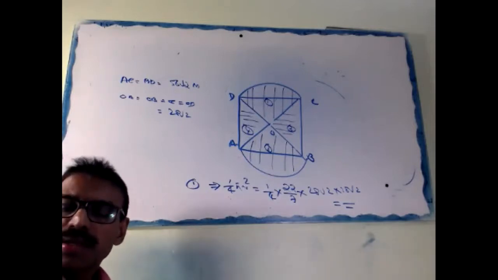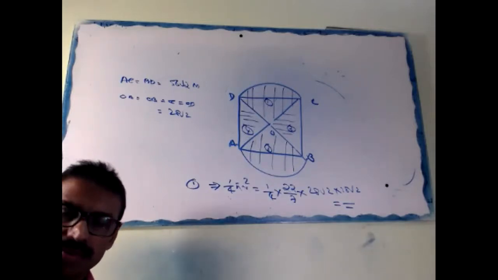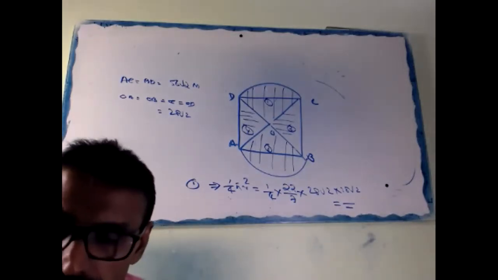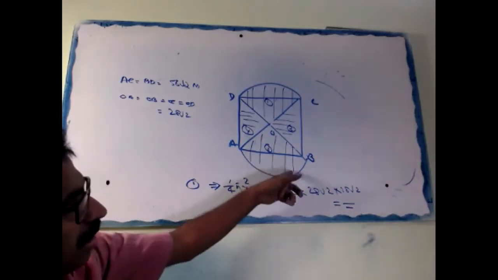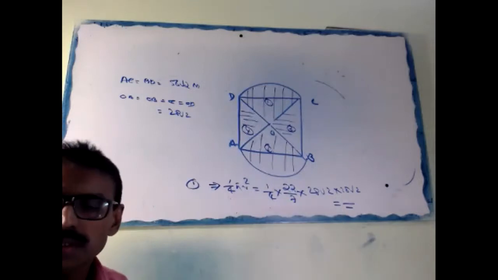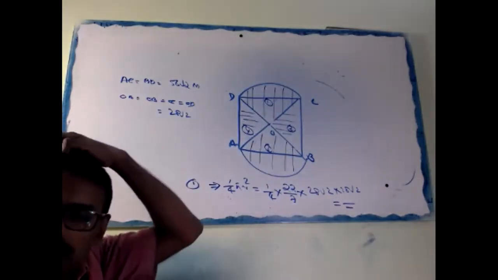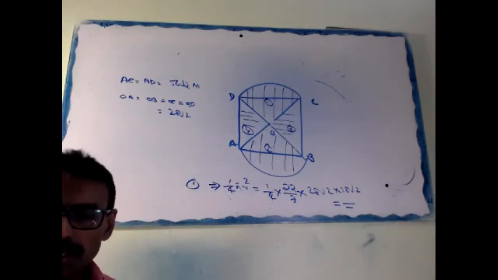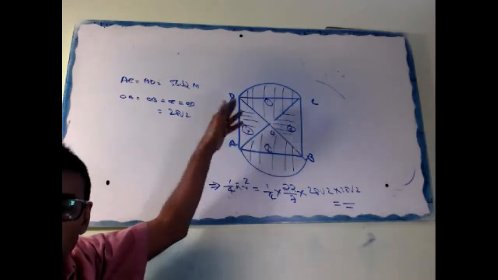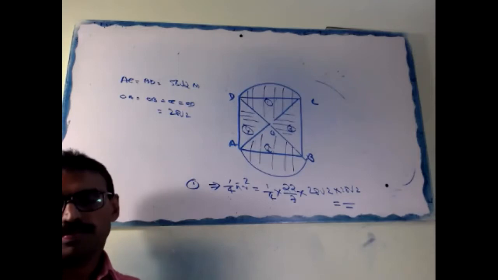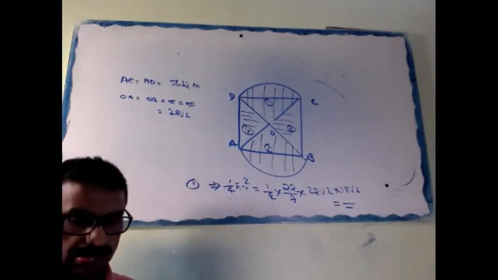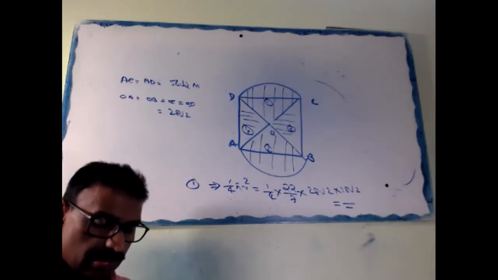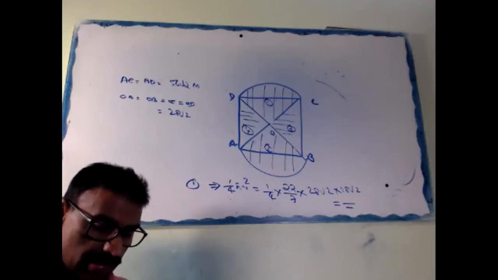Area of 3, how do you find it? Area of 3 is a right triangle. Half base into height: half into 28 root 2 into 28 root 2. That means 784, right? 28 into 28. Area of 4 is the same as 3. Okay, add all, we get the answer. Do it now. Okay, try now.